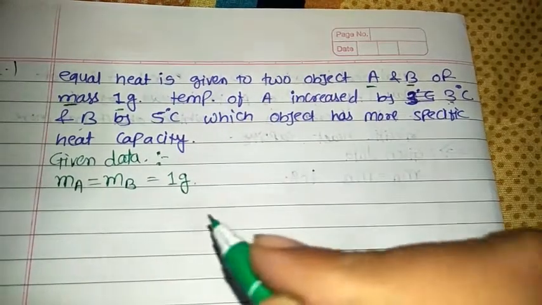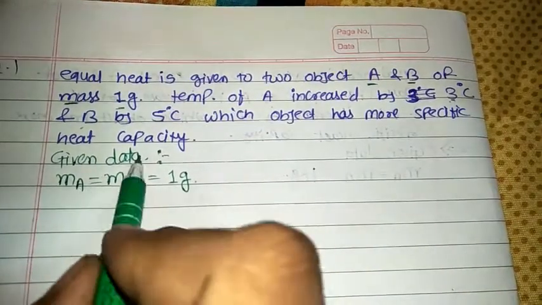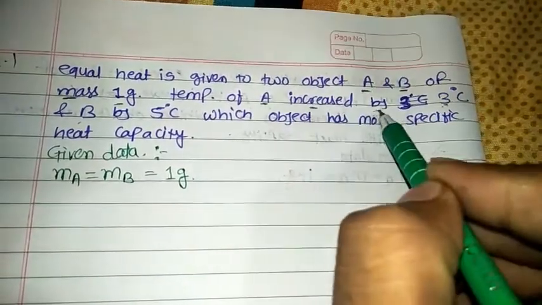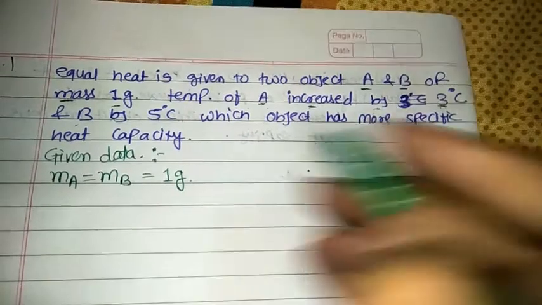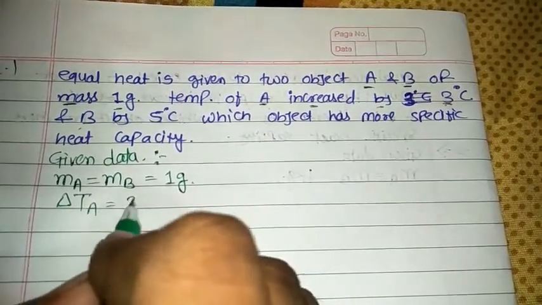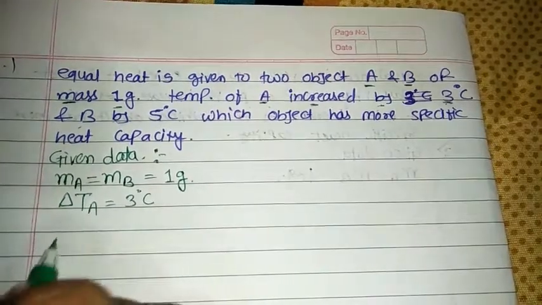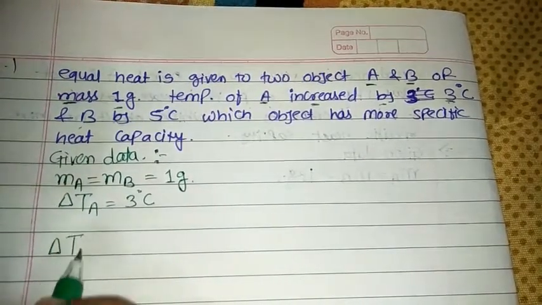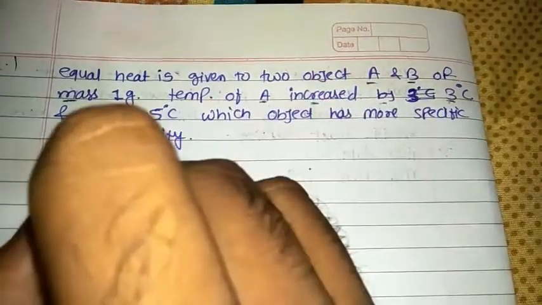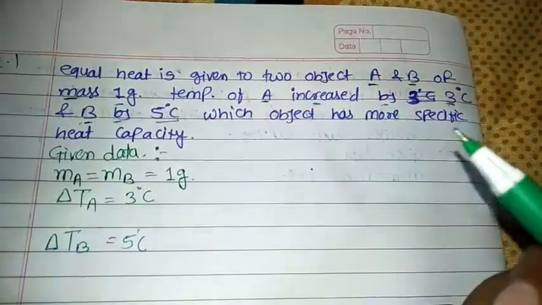Okay students, next, the temperature of A increased by 3 degrees Celsius, which means delta temperature of A is equal to 3 degrees Celsius. In the same way, delta temperature of B is equal to 5 degrees Celsius, as it is given that B increased by 5 degrees Celsius.